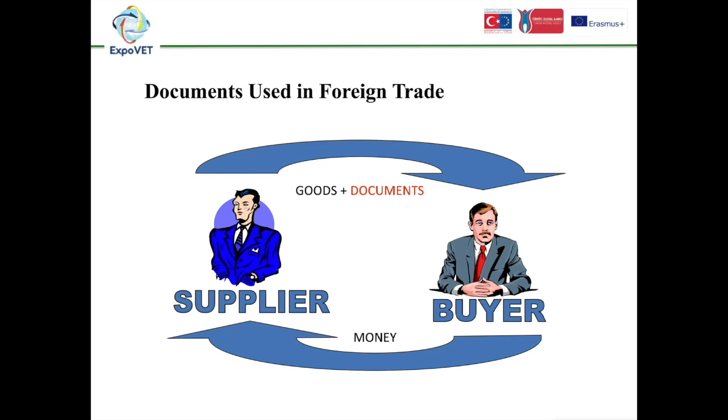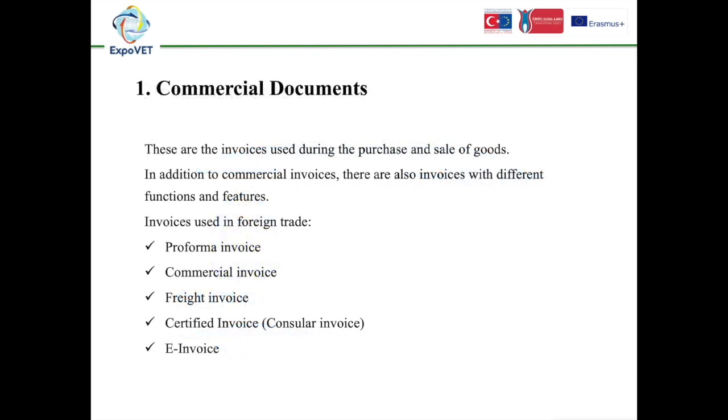Many documents are regulated in international trade. These documents vary according to the product subject to trade and the country of trade. Documents used in foreign trade are generally divided into three: commercial documents, transport documents, and other documents. The first group is commercial documents.